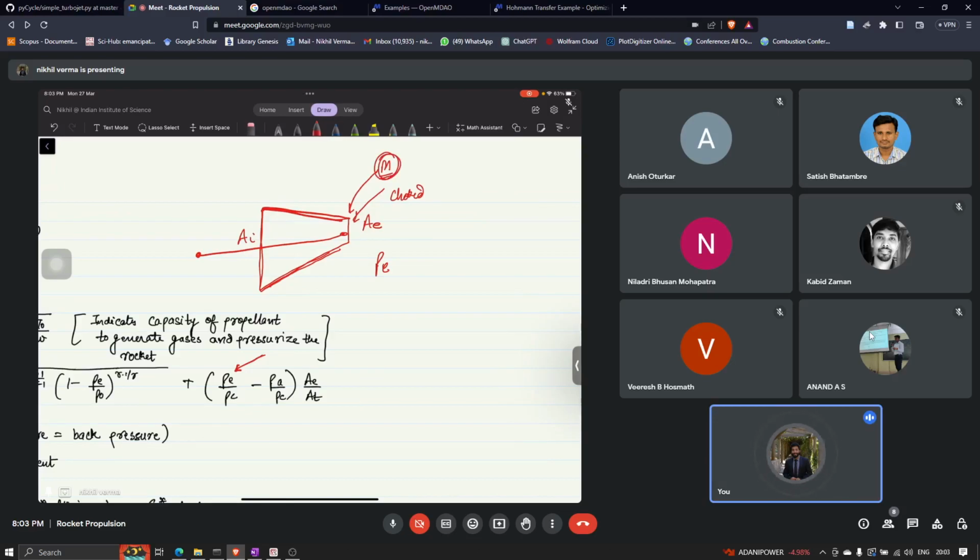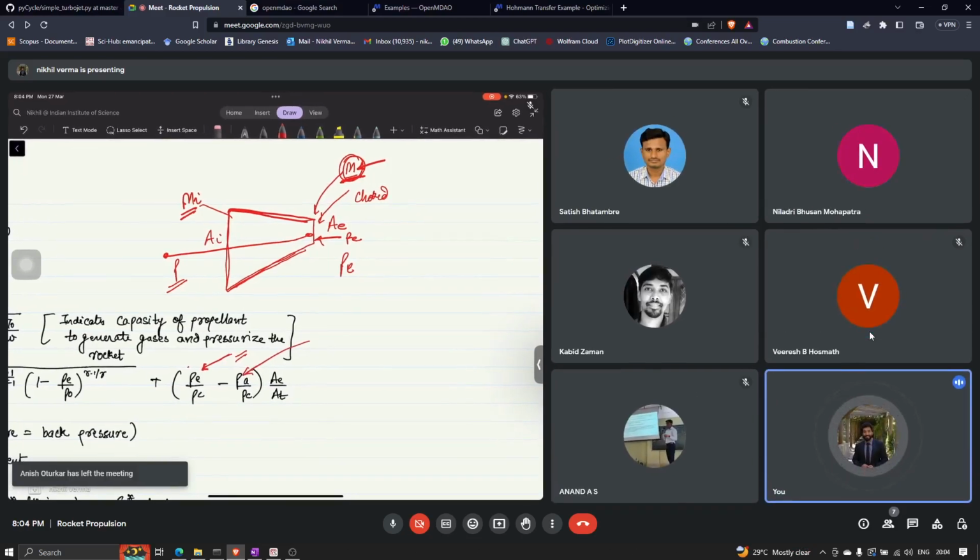A by A star, you have some relation, no? If you know the Mach number at this point, you can calculate the Mach number at the exit. If you know the Mach number at the exit, you can calculate the pressure at the exit. So now that pressure you have to substitute here, and this is the ambient pressure.